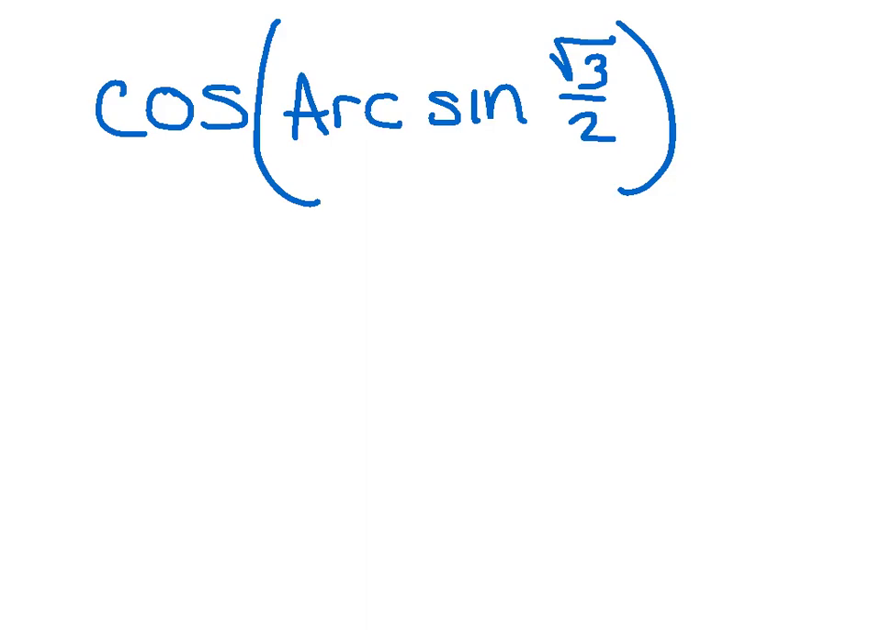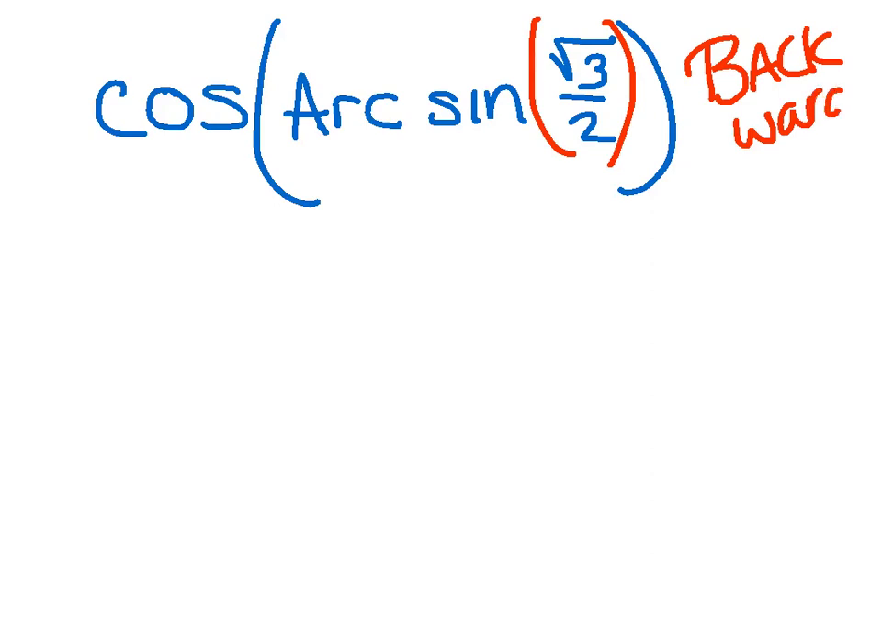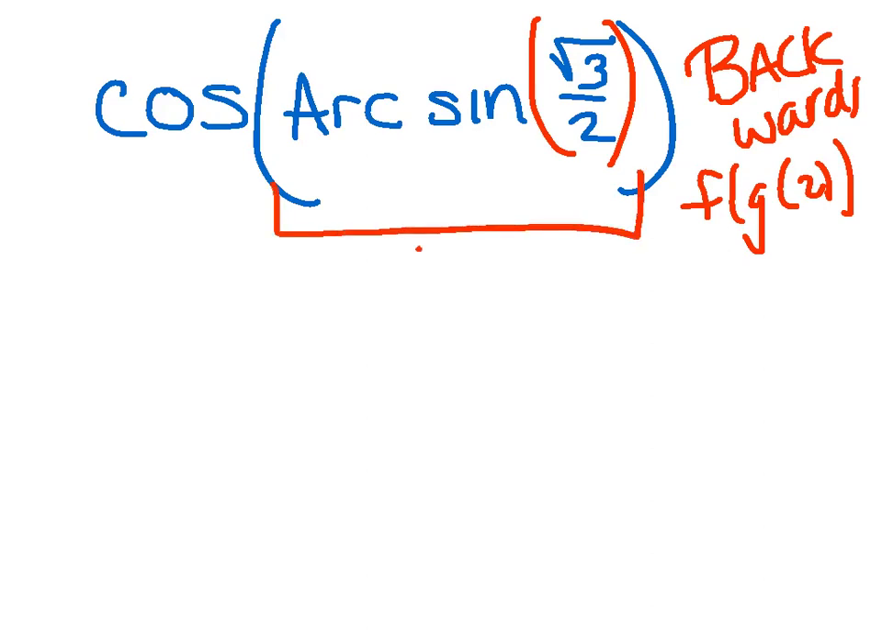All right, let's step it up a little bit. This is the cosine of arc sine of radical 3 over 2. So I'm going to put parentheses around this as well. Now, this is like composition of functions. We're going to work backwards. If you remember, like f of g of 2, you would start with the inside 2, plug it into g, take that answer and plug it into f. So we're going composition. We're working backwards. We're going to start inside the parentheses. So let's say start here.